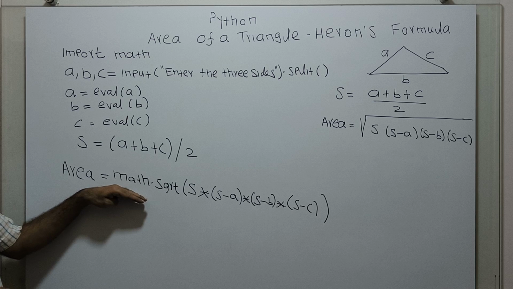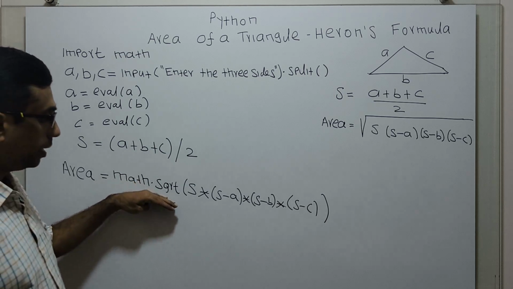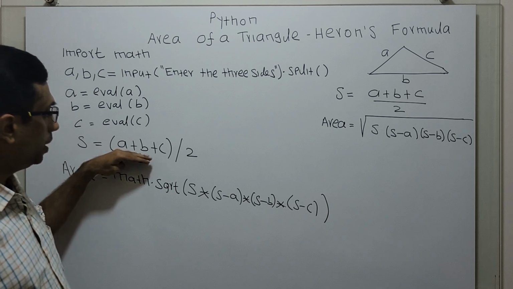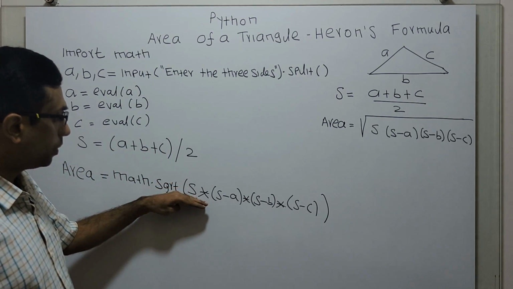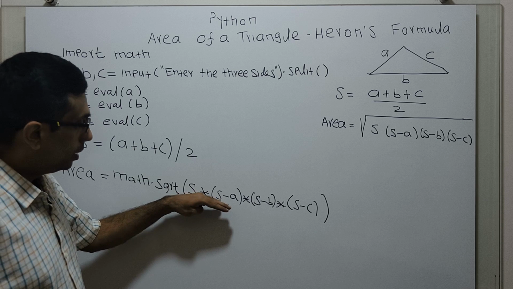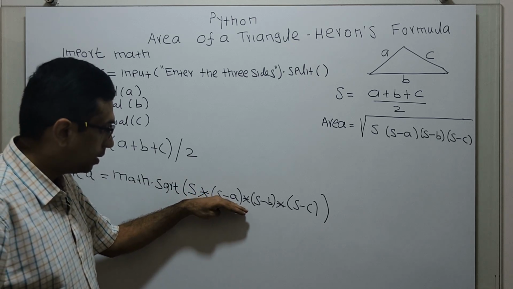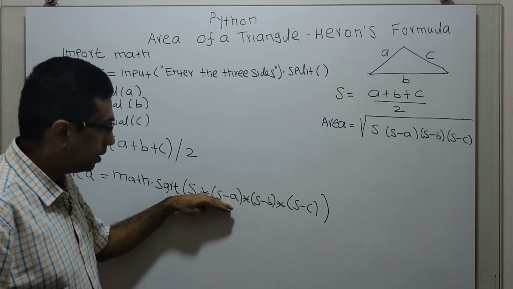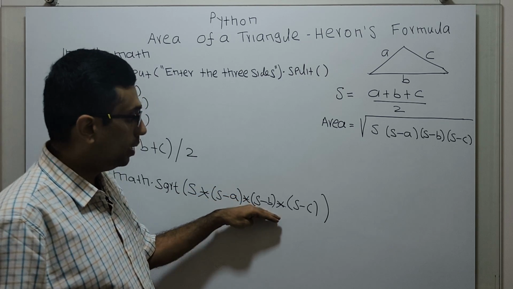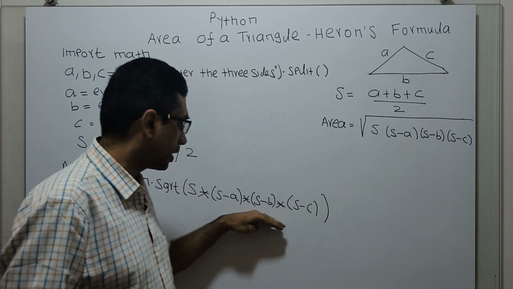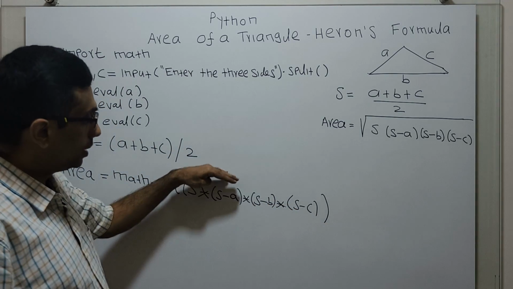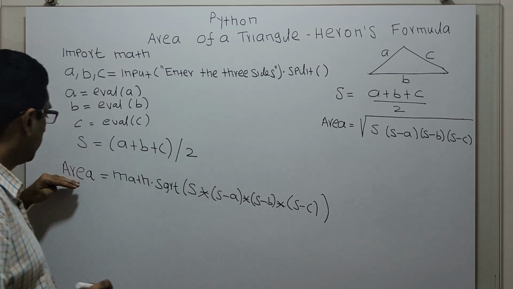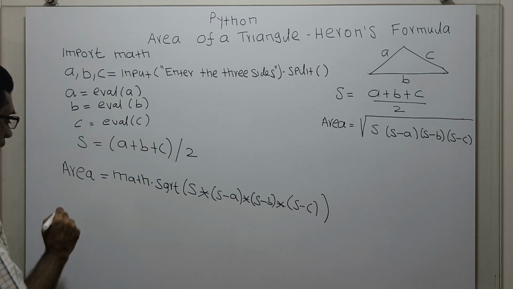So the math module has the sqrt function. Here I am passing the semi-perimeter S, which is A plus B plus C by 2. So S into S minus A, the value of A subtracted from S, multiplied with S minus B multiplied with S minus C. Thus this expression will get calculated, and the sqrt of the outcome of this expression will be stored in the variable area. Next I am printing the result.